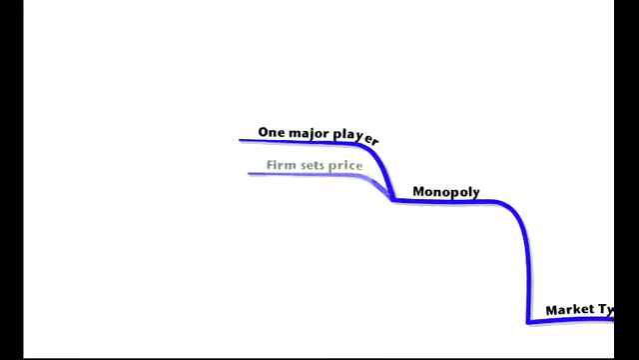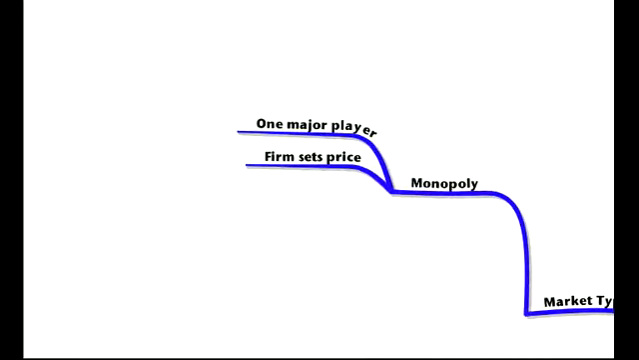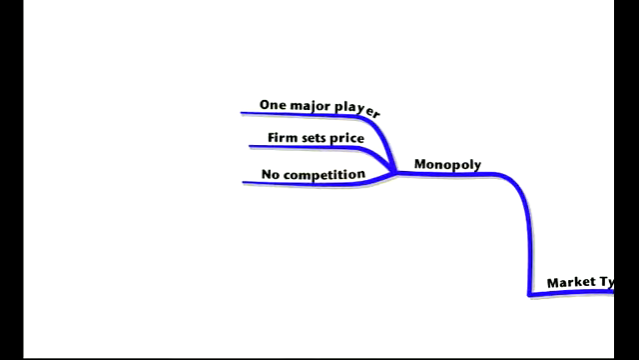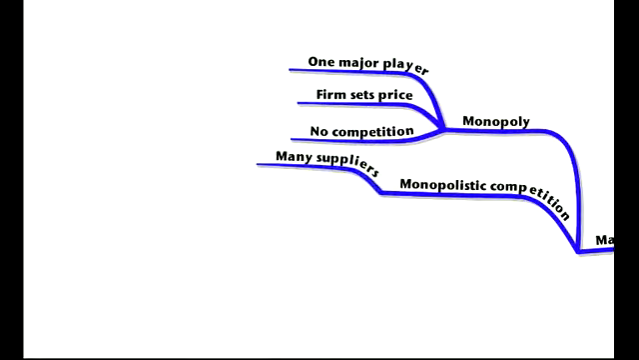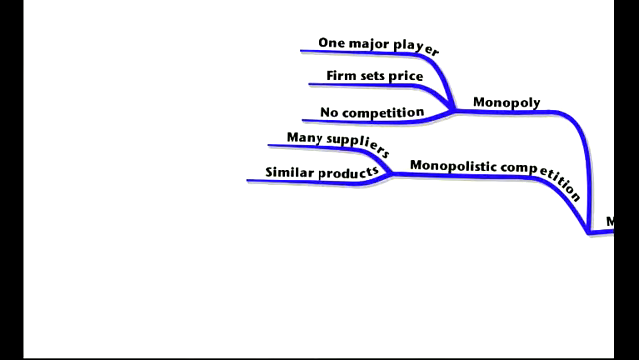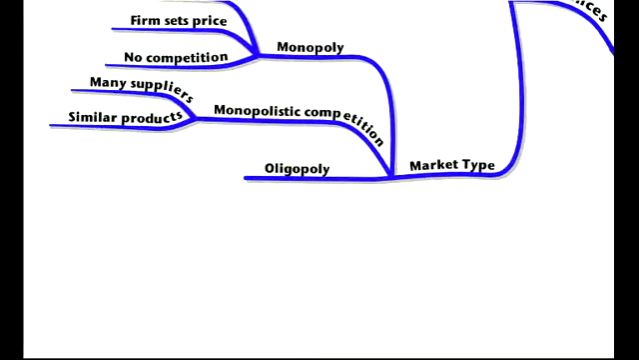A monopoly will be where there's one major player in the market. That firm sets the price because they're the only player. So if people want to demand the product, they'll have to pay the price that the monopolist sets. There's no competition when there's a monopoly, and I'm sure we can all think of various monopolies in our home countries. Monopolistic competition, well, this is where there's many suppliers of similar products.